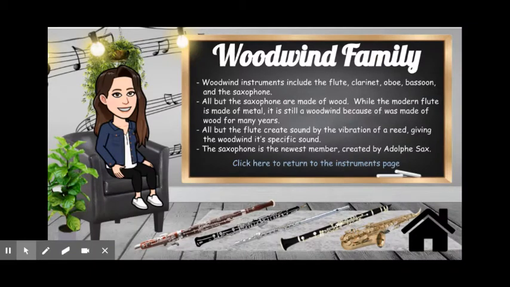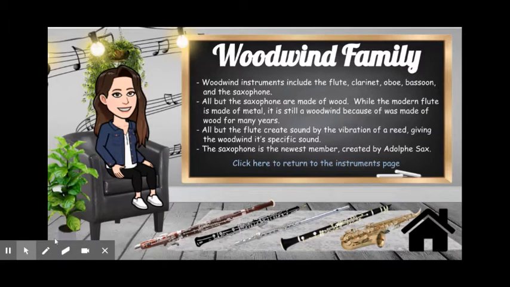The woodwind family. Woodwind instruments include the flute, clarinet, oboe, bassoon, and the saxophone. All but the saxophone are made of wood. While the modern flute is made of metal, it is still a woodwind because it was made of wood for many years. All but the flute create sound by the vibration of a reed, giving the woodwind its specific sound. The saxophone is the newest member, created by Adolph Sax.